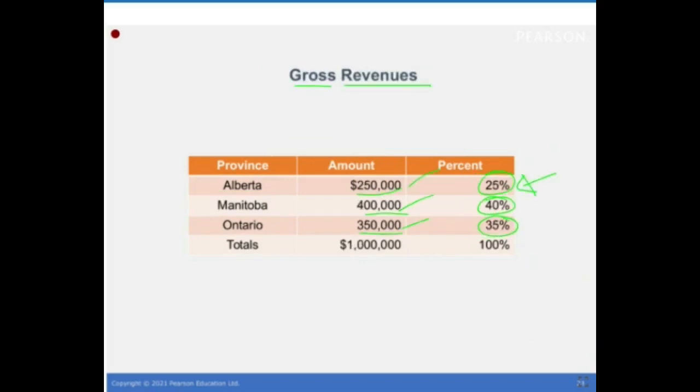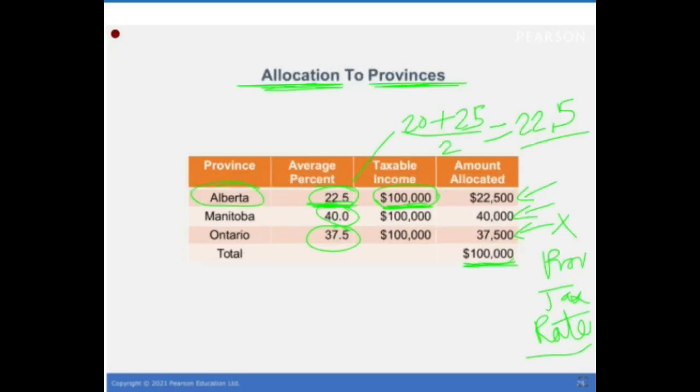So again, Ontario, it was simple. It was 35 plus 40 divided by 2 equals 37.5. That's all we did there. Nothing too magical. And of course, all these percentages here are going to equal out to 100 in total. And all of the allocated amounts are going to equal out to 100,000 in total because that's what our taxable income is. That's just given here as an example.